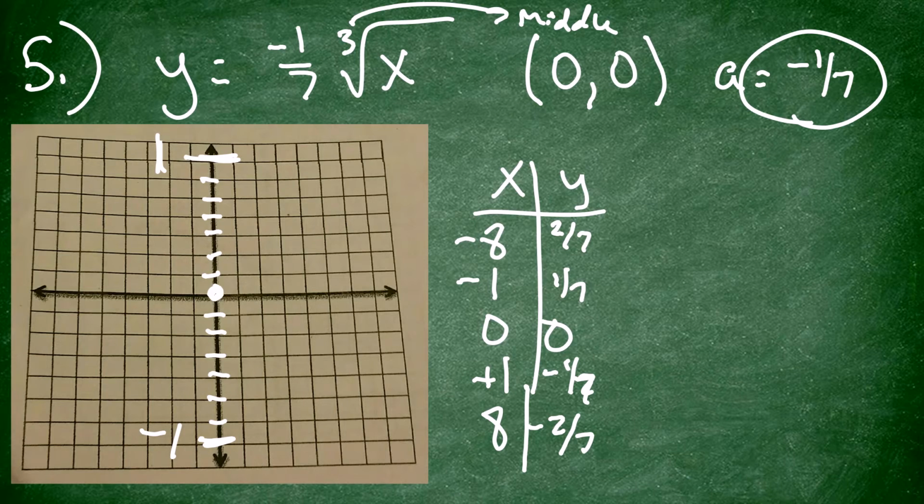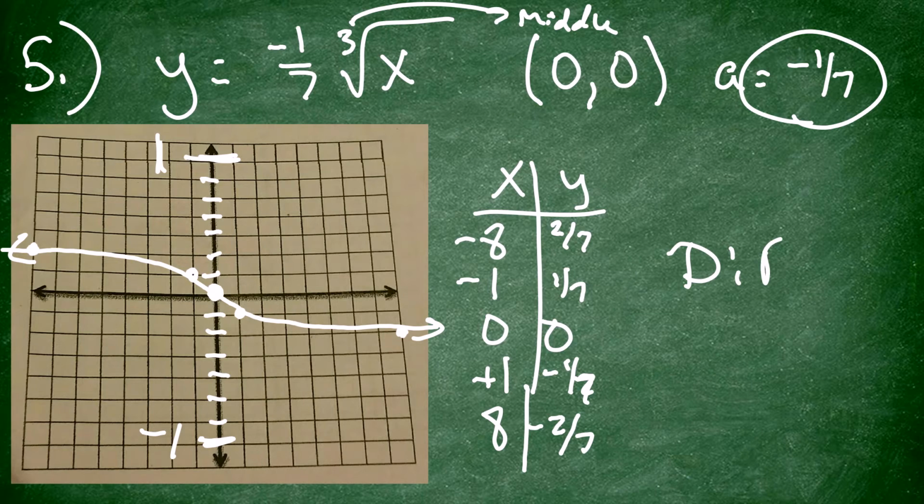So I got 0, 0. I go left 1, up 1 seventh. I go left 8, up 2 sevenths. I go right 1, down a seventh. Right 8, down 2 sevenths. And notice this is a little S shape. It's flipped because of the negative out front.